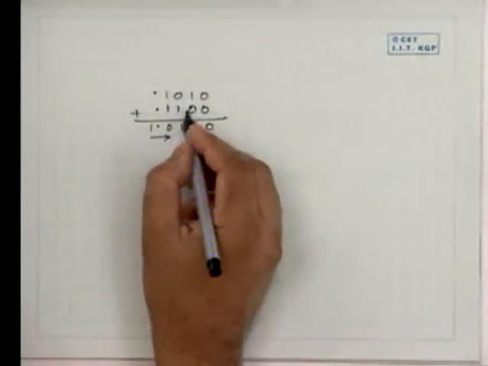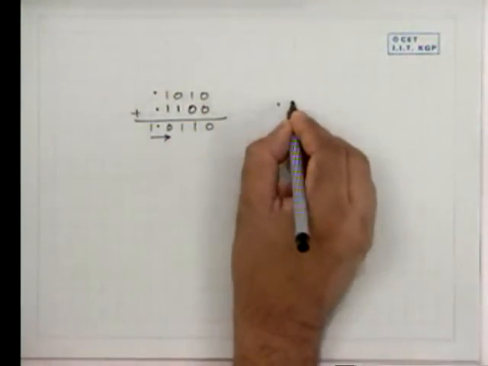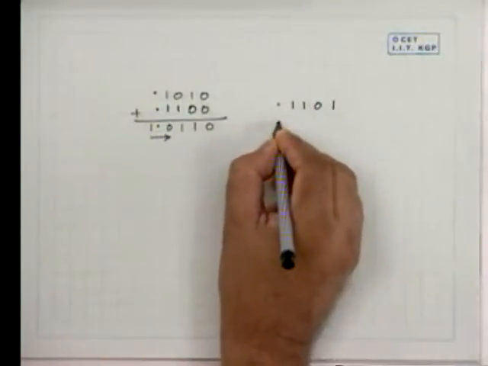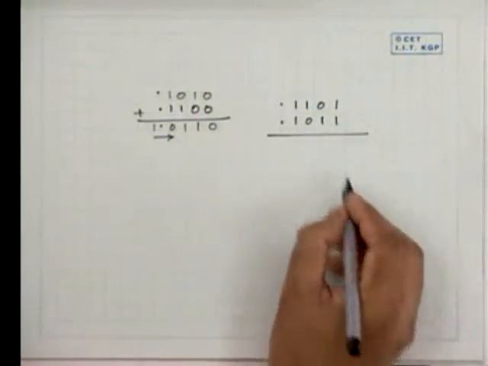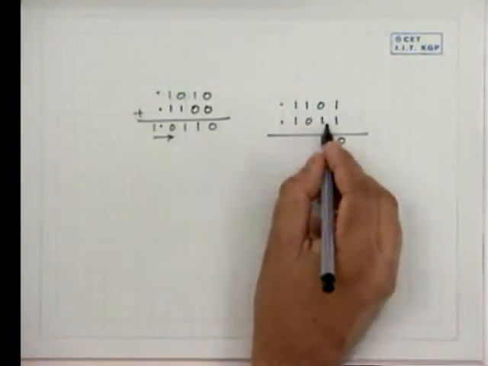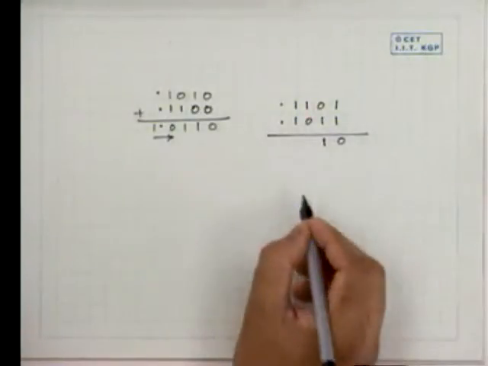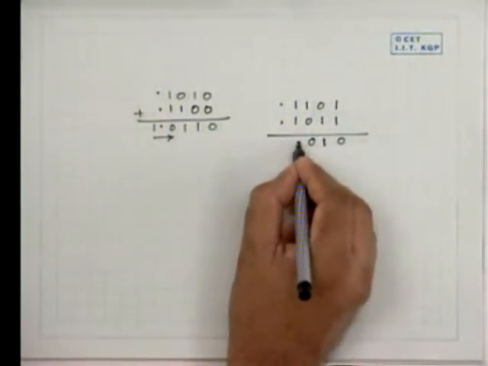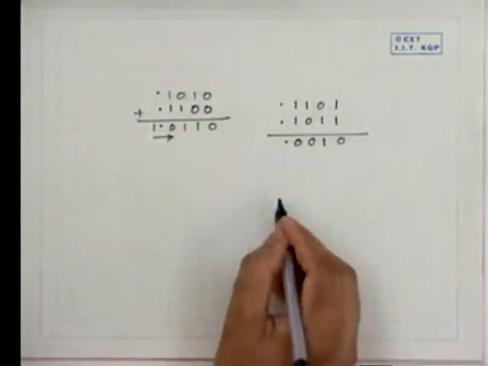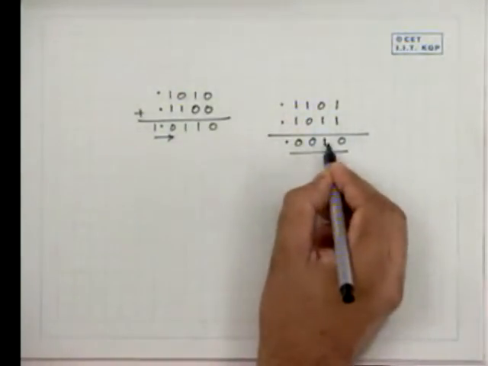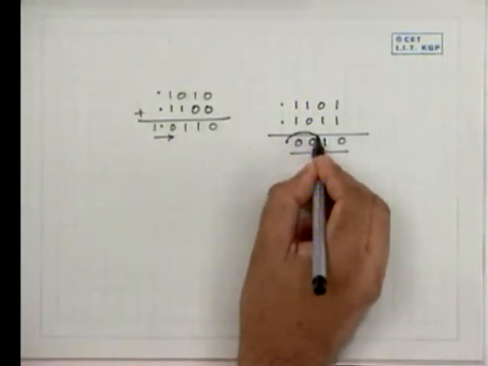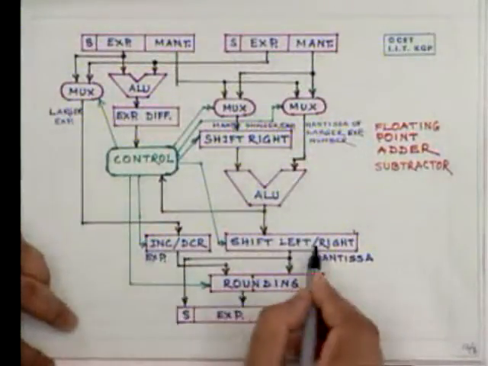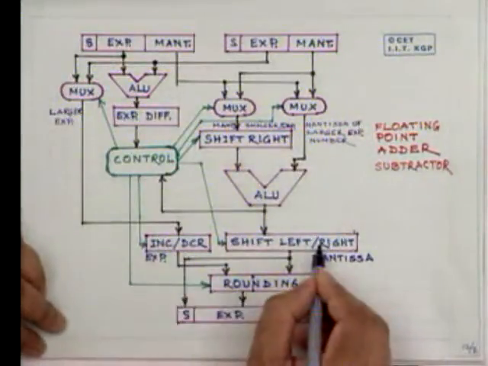Let us take another example: 0.1101 and say 0.1011, and we are subtracting. In that case, it will be 0, 1, this will be 0 and this will be 0, and we get a 0 over to here. In that case, naturally the entire mantissa has to be shifted left to normalize it, so that the binary point comes over to here. That is why normalization is done.